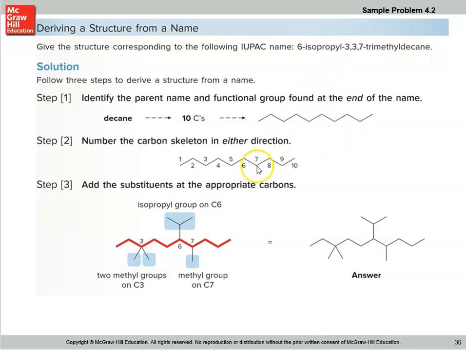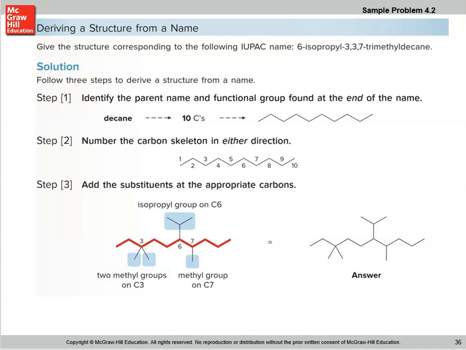And then since these are numbered, we can just find the groups that we're going to attach. So the 6 will have an isopropyl, a group with 3 carbons. And then 2 on the 3, 1 on the 7, we have methyl groups. So 2 on the 3, 1 on the 7, and this would be the finalized structure here.